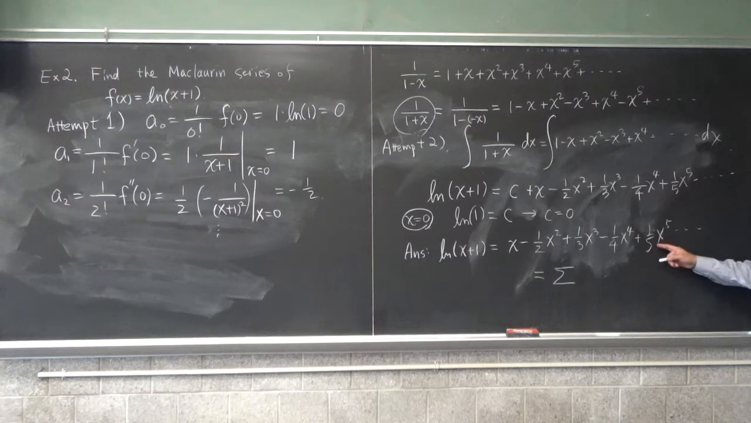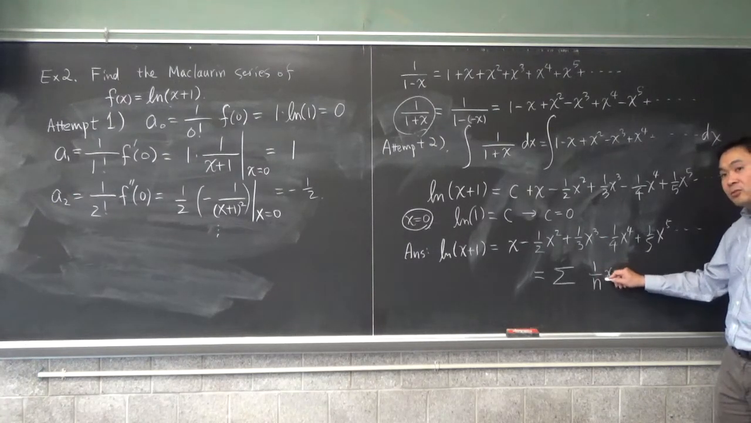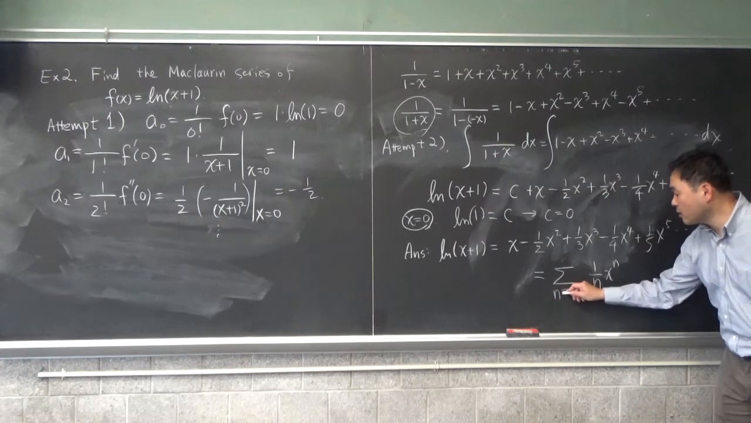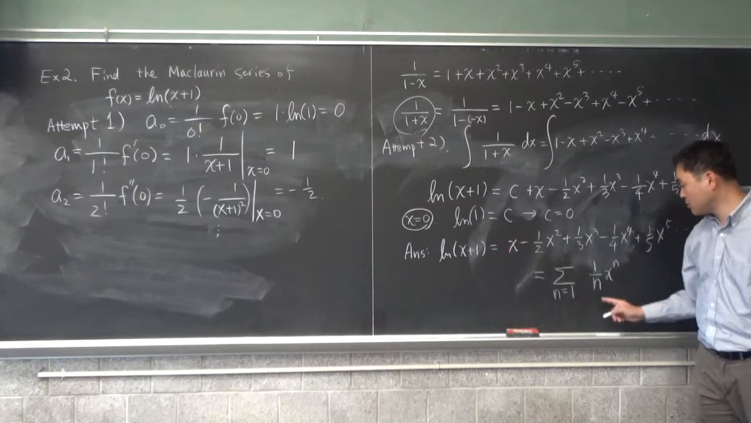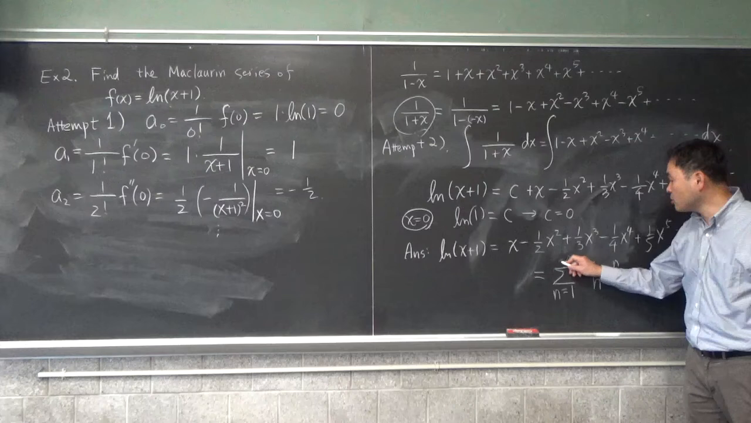I see a 5 and then 5. So if you write a general term that looks like this, what should I write in here? 1 over n x to the n. And then n starts from where? It starts from 1. It doesn't start from 0. Okay? It's 1 over 1x, the first part. That's the very first term. And then you add to infinity.